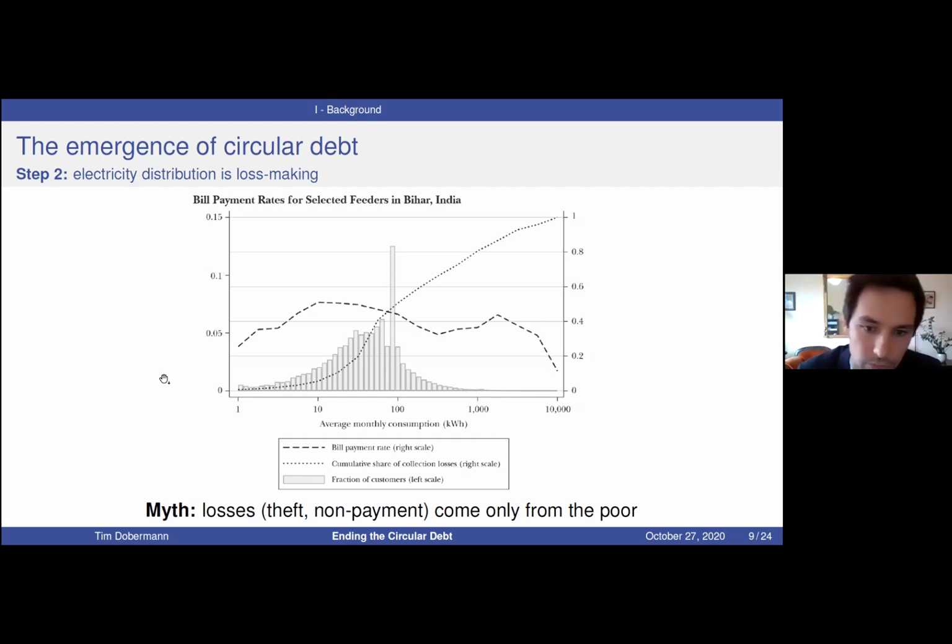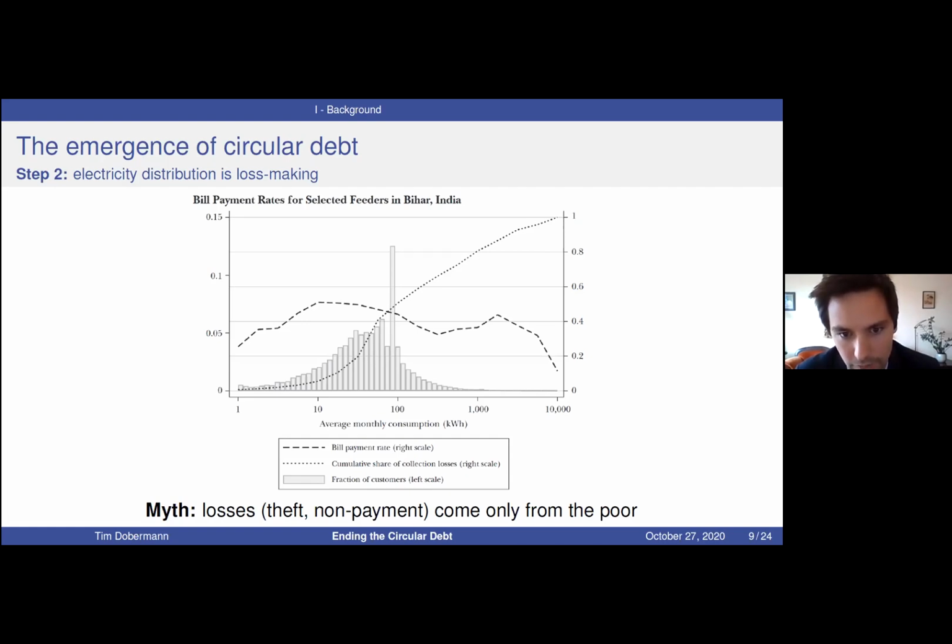So the first step highlights the emergence of the revenue problems. The second step really is that because electricity is seen as a right and because it's heavily subsidized, we start seeing loss-making enterprises in distribution. So this graph shows the average monthly consumption on the x-axis. There's a lot going on.